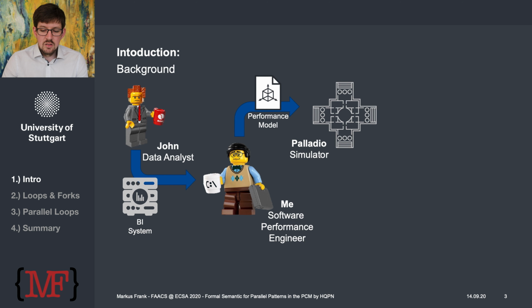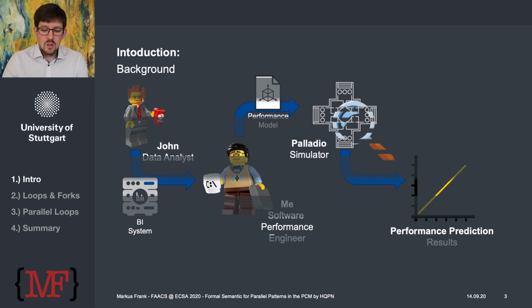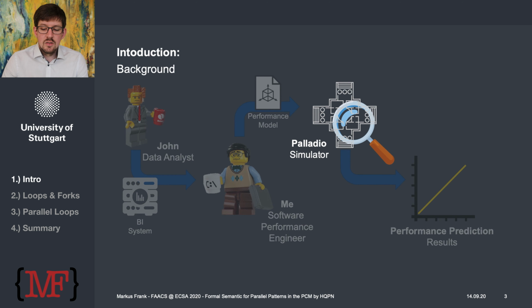So I started to model the software using Palladio, a state-of-the-art performance prediction tool. Using Palladio, you need to specify the software behavior, the hardware characteristics, and the user behavior. Afterwards, you get performance results and you can do what-if analysis. Today, I want to focus on the specification of the software behavior using Palladio. Because John's BI system was written as a highly parallel application, I needed to consider that in the software models as well. So let's have a look at an example.